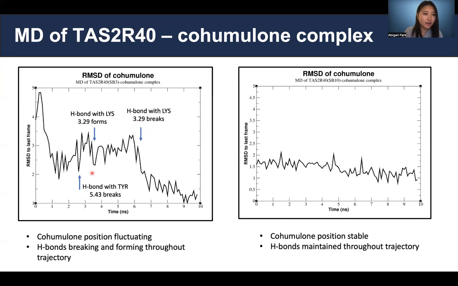This is also reflected in the RMSD values of cohumulone throughout the trajectory. So you can see here in the sp3 complex, the RMSD values fluctuating a lot, and it's also higher than in sp10. And it also marks where hydrogen bonds were breaking and forming, and you can see how that correlates with changes in the RMSD values. And you can just see, yeah, cohumulone is moving around a lot throughout the entire trajectory. But in the sp10 complex, it's staying pretty stable throughout the entire trajectory.